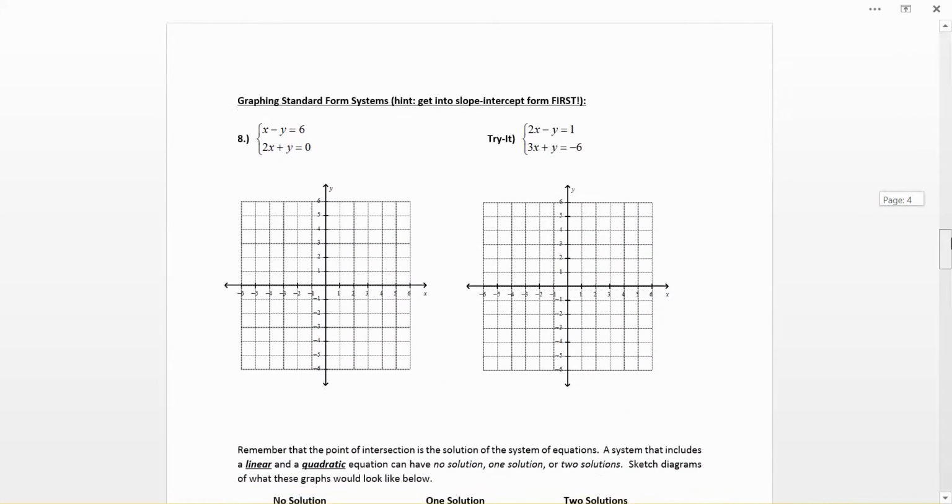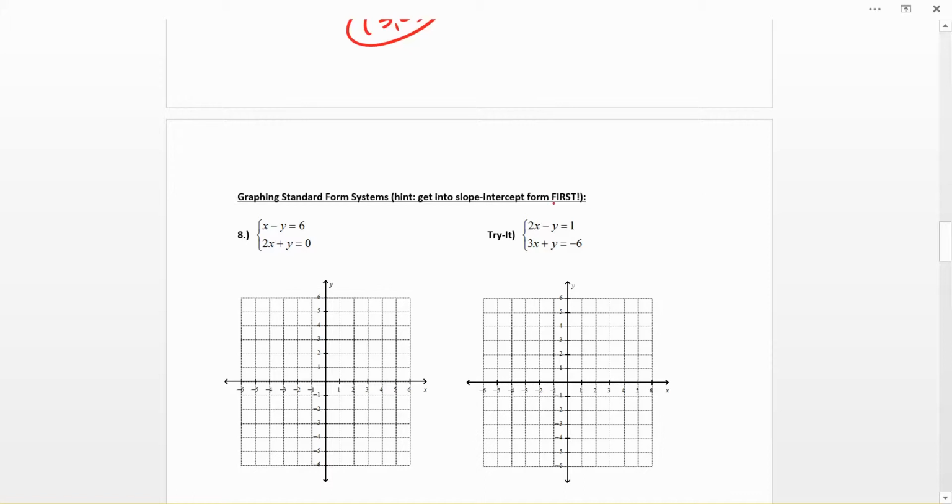The last type of thing that might happen when we're talking about graphing systems of linear equations is that your equations are not actually in slope-intercept form when you start. So for this first problem, for example, notice that I have this x minus y equals 6. The y is not by itself yet. That's a problem. So get the y by itself before you try to graph it.